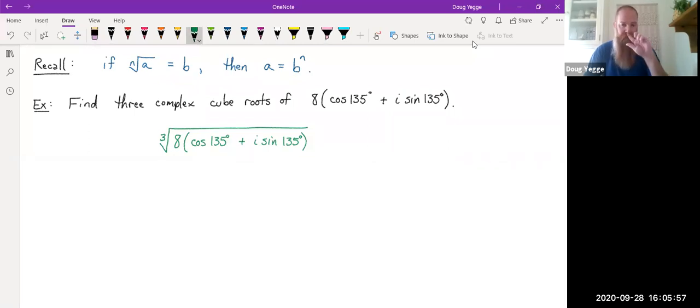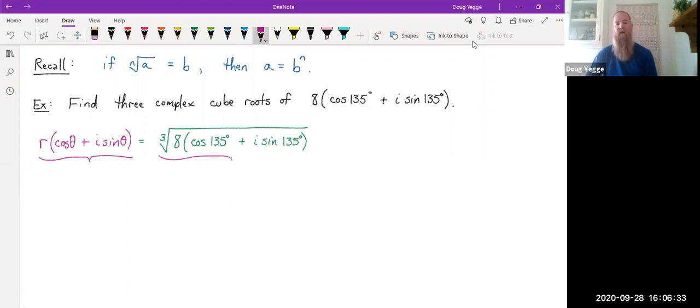Which means in this example, we're trying to find all the cube roots, and there will be 3 of them, find all cube roots of this complex number. In other words, find some number, which we'll call x plus yi, right? Or we can call it r times cosine theta plus i sine theta. Okay. So if we're trying to find some number that is equal to the cube root of this other number, then that must mean something else.